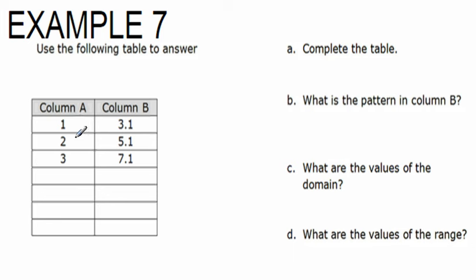In order to go from 1 to 2, we add 1. From 2 to 3, we're going to add 1. So then to go from 3 to the next value, we're going to add 1 again, we get 4. And do it again, we get 5, then 6, then 7.